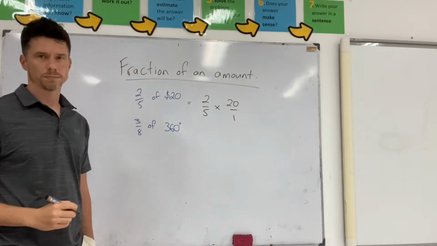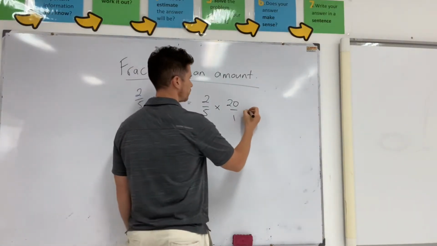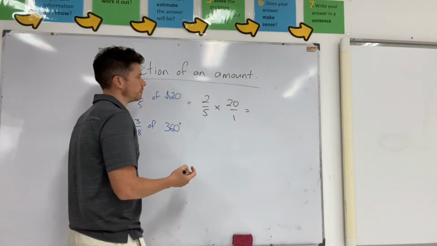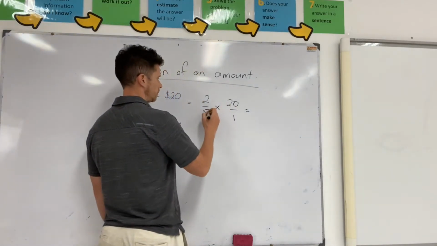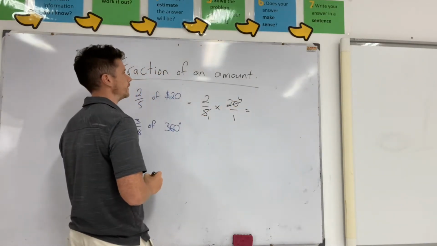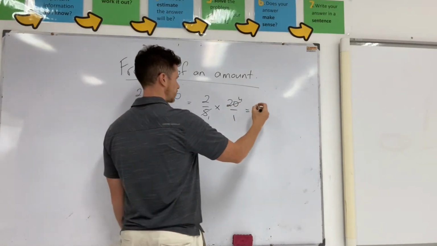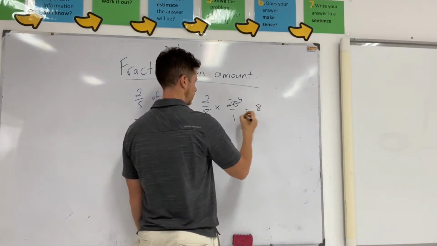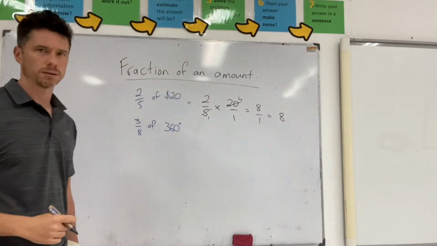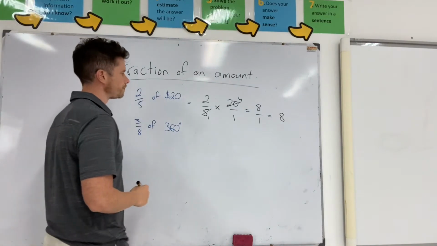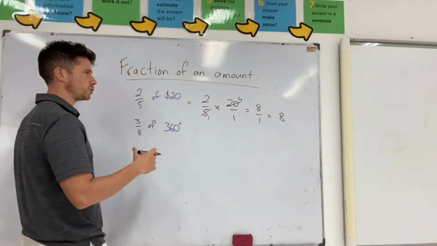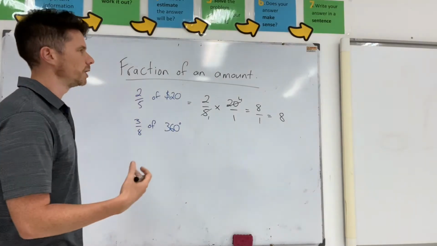20 over 1. And then I can just deal with this as if it was 2 fractions once again. If I want, I could pre-simplify by dividing 5 in here and 5 in here. Okay? And 2 times 4 on top goes 8, and 1 times 1 is 1, 8 over 1, so 8 over 1 is 8. Alright. Does that make sense? If I have $20, and I gave 2/5 of them to someone, how many dollars will I give?